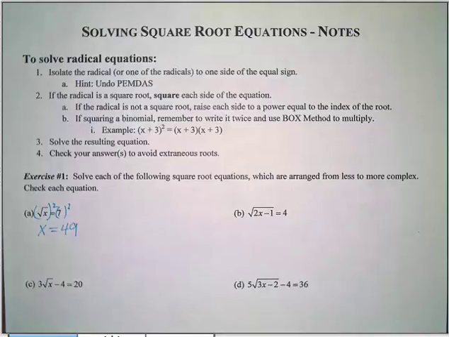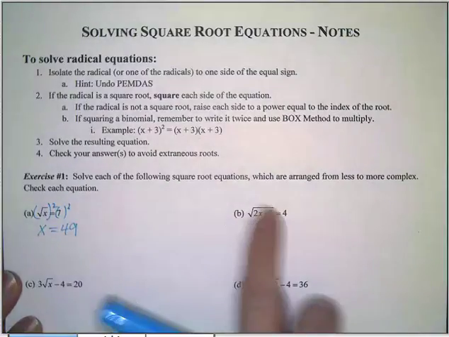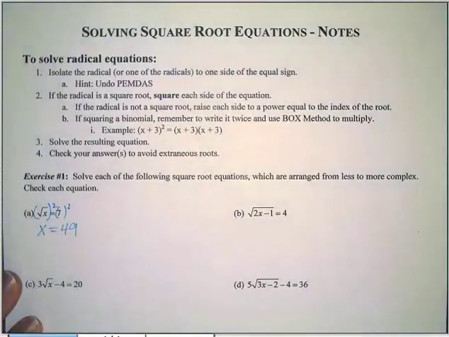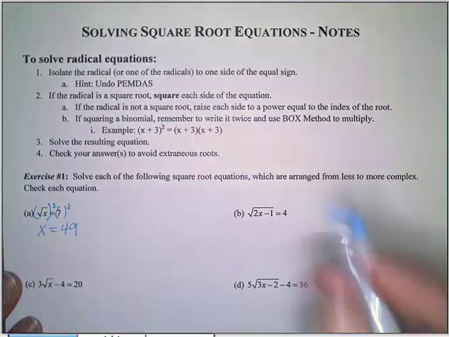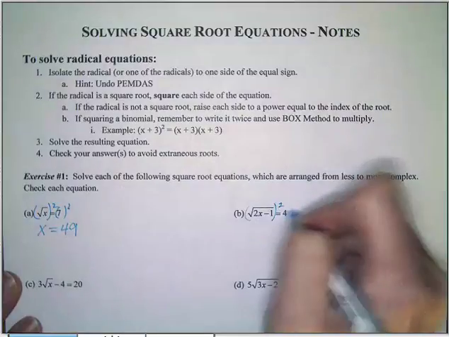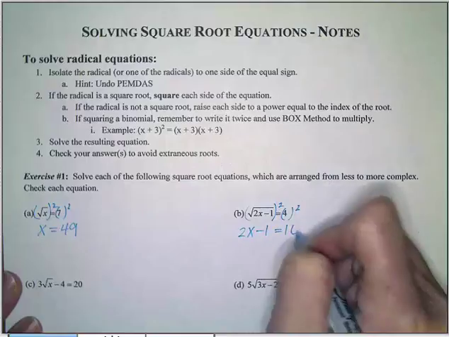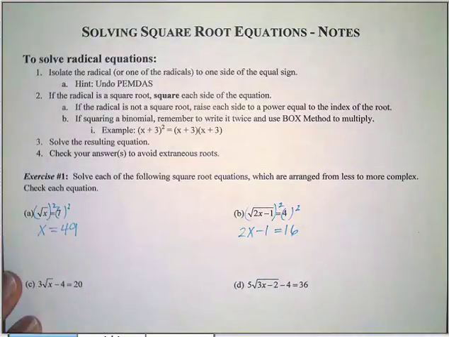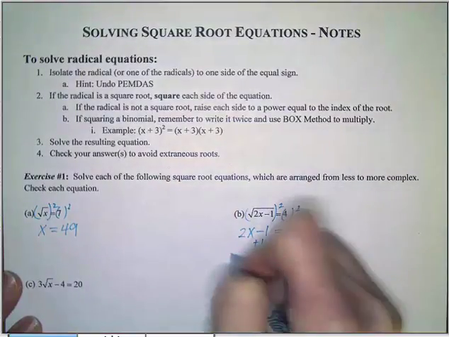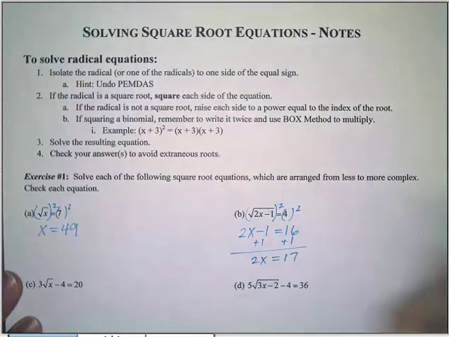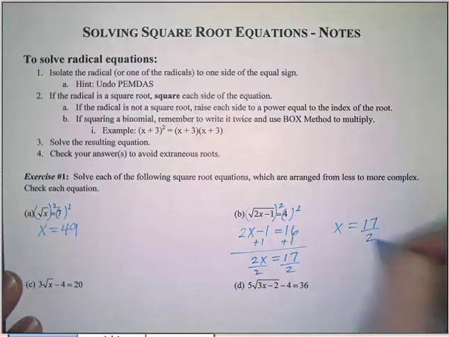In part B, again, the radical is isolated because there's nothing added, subtracted, multiplied, or divided to the radical. Under the radical there is, but we can't do anything to that until we get rid of the radical. So we're going to, again, square both sides. So 2x minus 1 equals 16. Now I have to add 1. So 2x equals 17. Divide by 2. So x equals 17 halves.